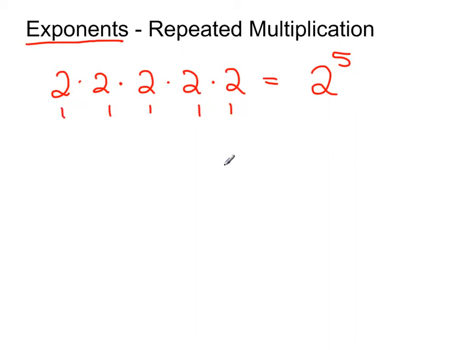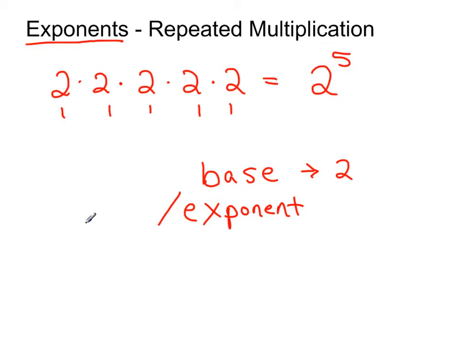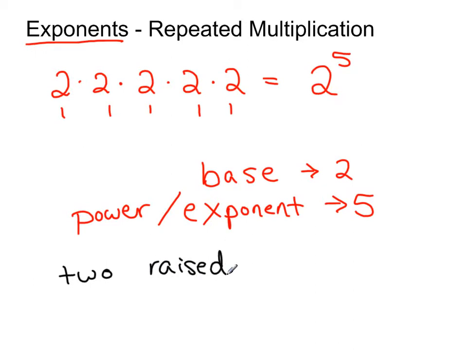So I have a base, let's call it here 2. And my exponent tells you the number of times you repeat. Sometimes people call an exponent a power. And that here is 5. So we have a base raised to a power. And the way we would write this or say it, if we were to write it in words, is 2 raised to the 5th power.